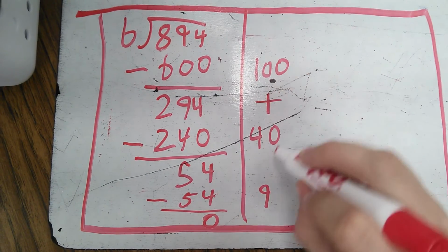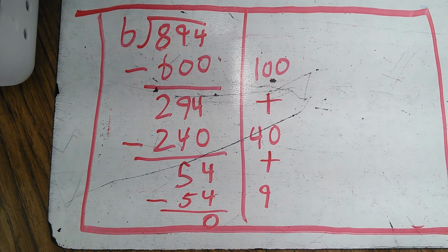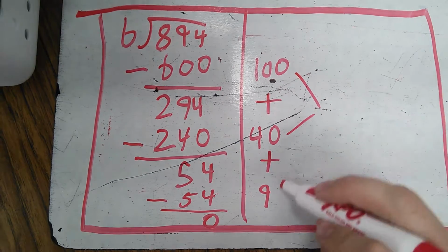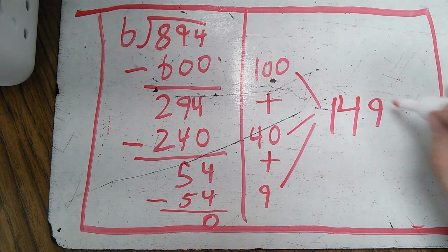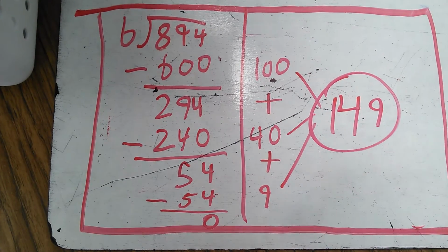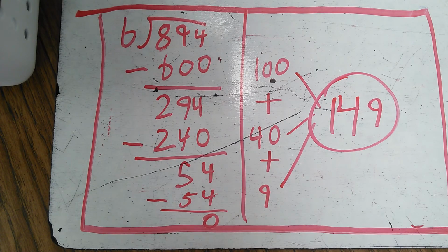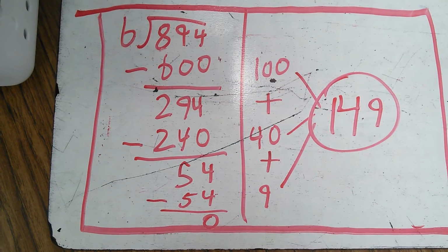And now I take these three numbers and I add them together. 100 plus 40 plus 9 gives me 149. And that is the partial quotients method of solving a division problem. That is the partial quotients method.